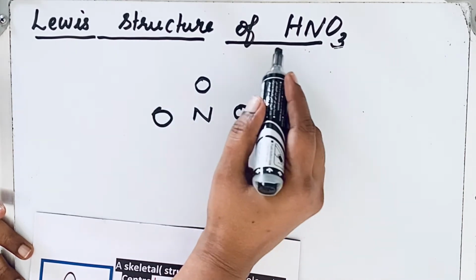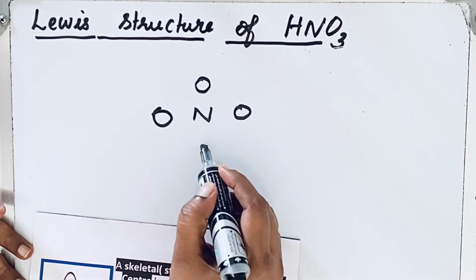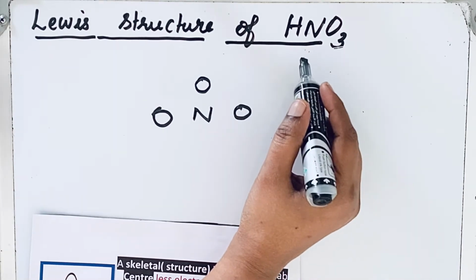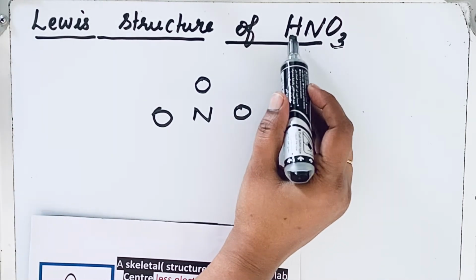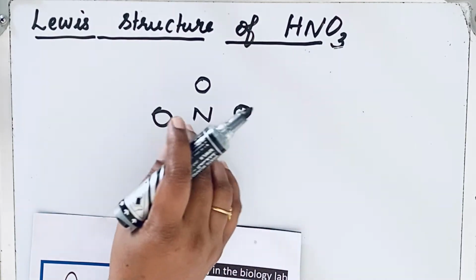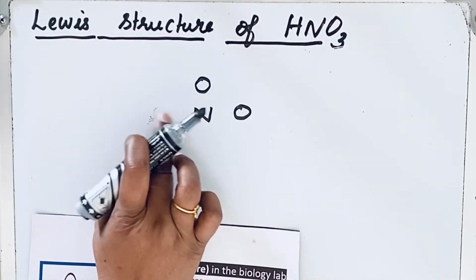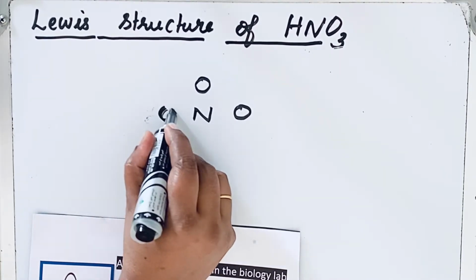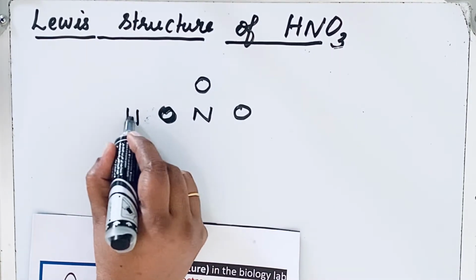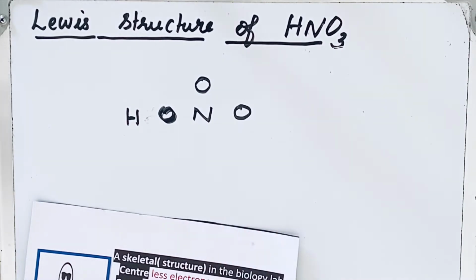Then where can we write hydrogen? Not here, because HNO3 is an acid. So this hydrogen should attach to a highly electronegative element, that means oxygen here. So let us attach that hydrogen here. So this is the skeletal structure.